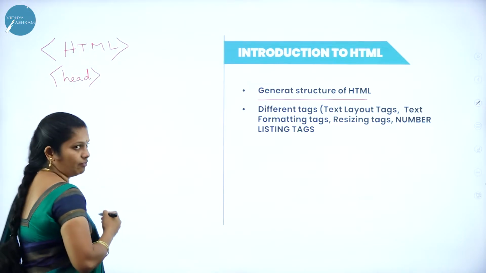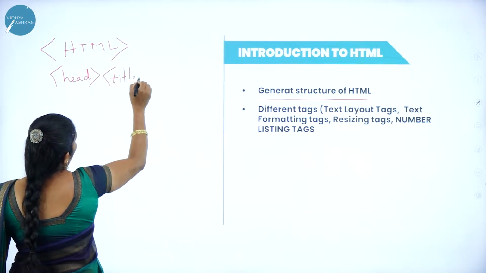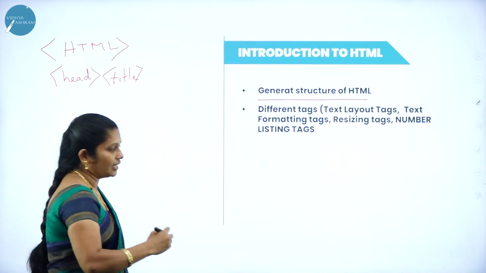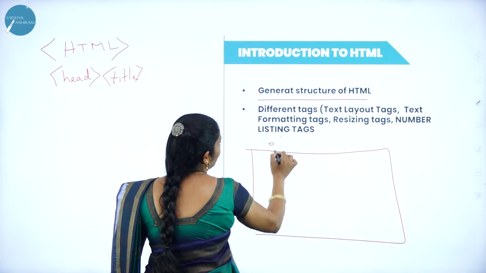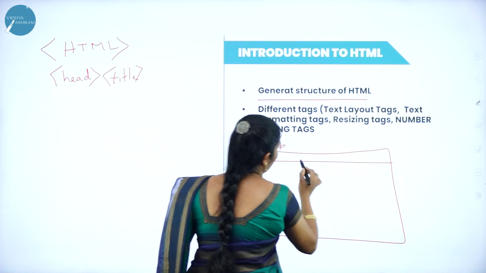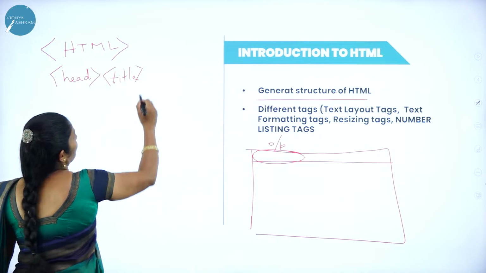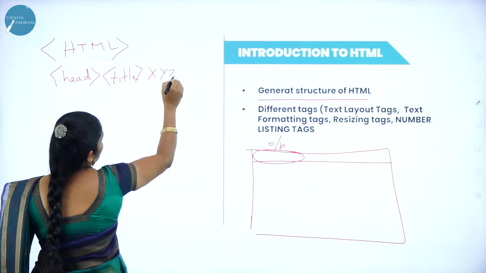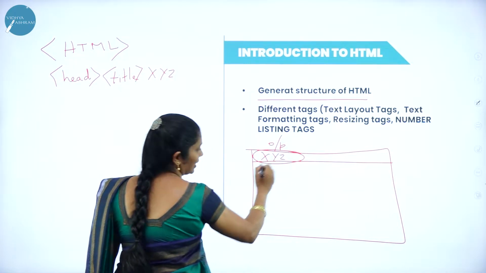In this HTML, we have a head. Inside the head, write the title, whatever content you want to display in the output screen. For example, consider this is my output screen. In the title bar, whatever content we want, we have to write it in the title tag. For example, X, Y, Z. That will be displayed here in the title bar, X, Y, Z.